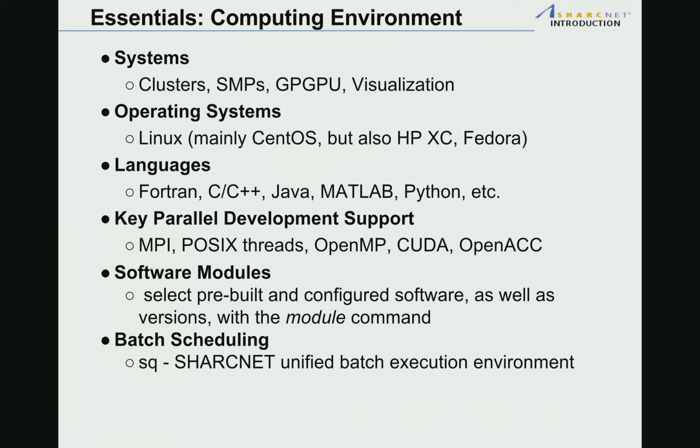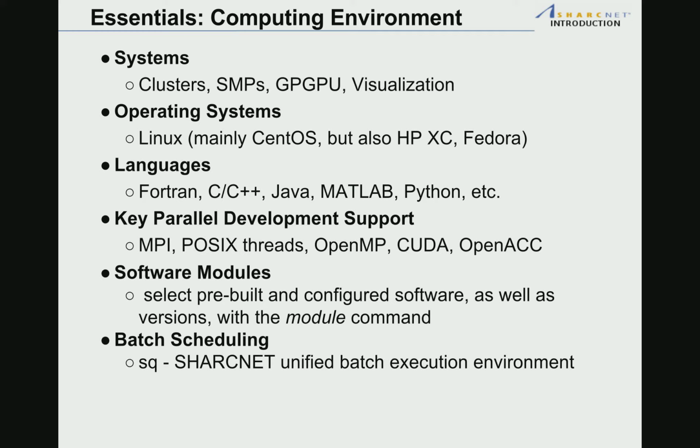So some of the essentials in terms of the computing environment. There are several systems that are heterogeneous at SHARCNet. There are clusters, SMPs, we have GPU systems, as well as interactive visualization systems. The operating systems on these machines are typically Linux, mainly CentOS, but also HP XC and Fedora. We support several languages, all of which are documented in the software page in the portal. They include Fortran, C, C++, Java, as well as things like MATLAB and Python.